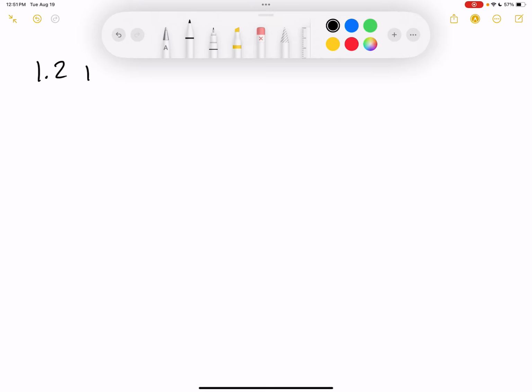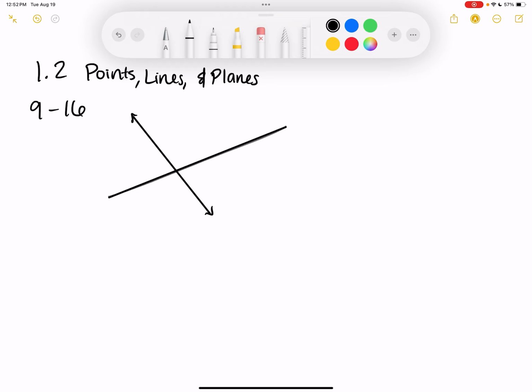All right, 1.2, points, lines, and planes. All right, so our first problems, they give us a picture. So this is for problems 9 through 16. They've given us two lines that are intersecting, and the points are listed here on them.